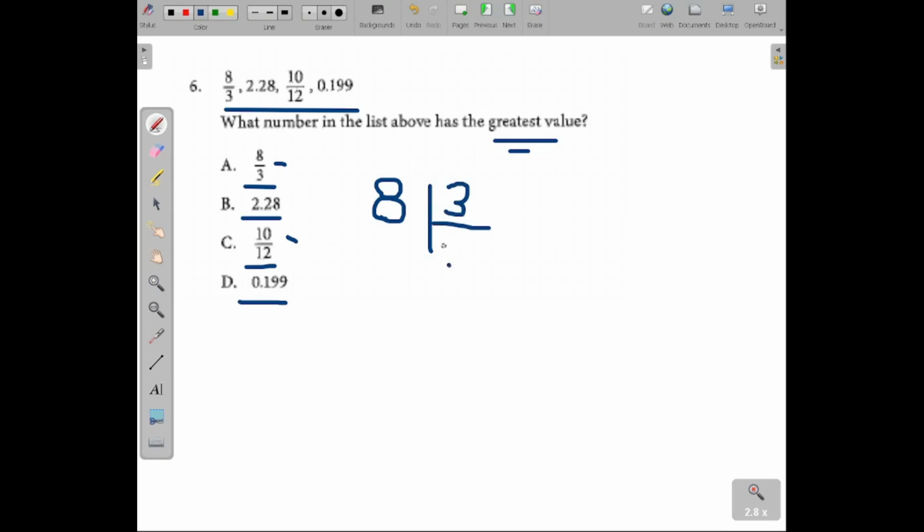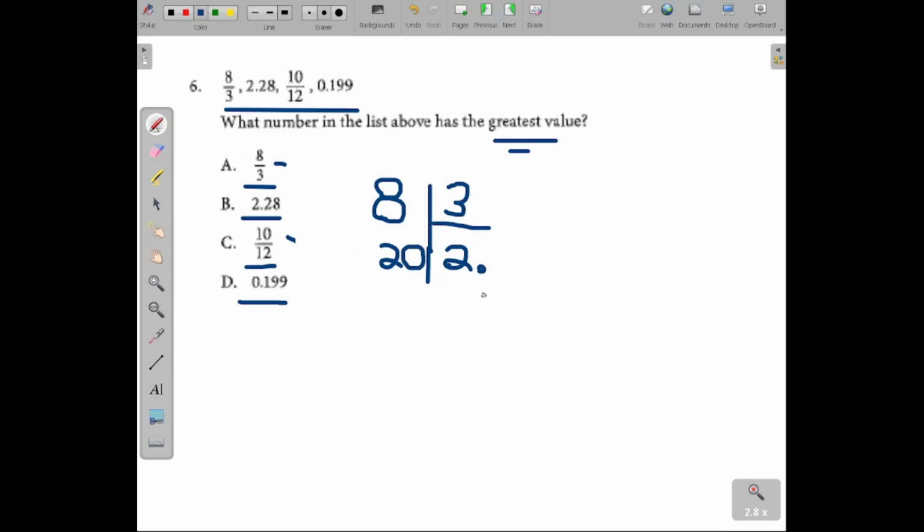3 times 3 is 9, and 9 is bigger than 8, so we cannot use 3. We can use 2. 3 times 2 is 6, and 8 minus 6 is 2. We have 2 as the remainder. What we do is this: 8 minus 3 times 2 is 6, and the remainder is 2. But we can still get the decimal part. So we add a point and a 0 in the remainder.